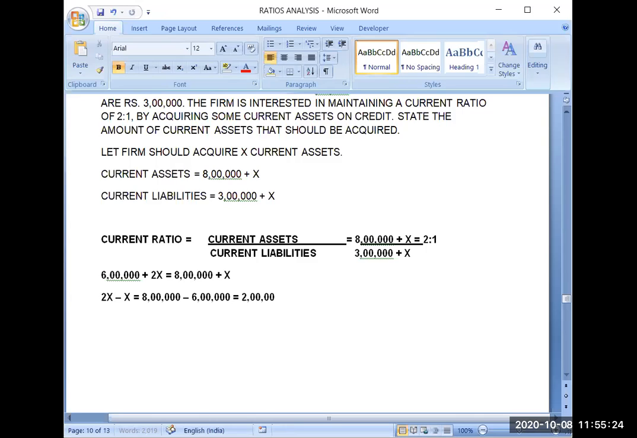So X means the amount of current assets. So the answer is that rupees 2 lakh current assets should be acquired. This is the answer.